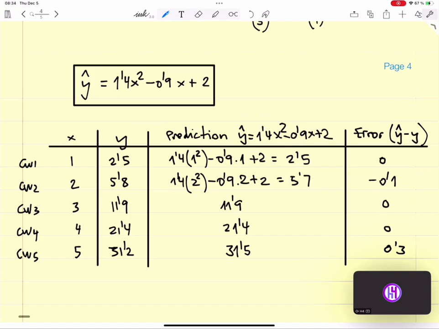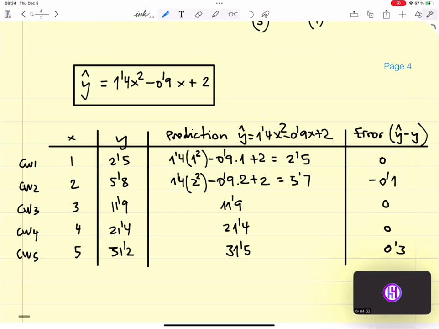Of course, we want to minimize the error. We could go on and try to figure out what happens if it's not 1.4 but 1.398 or something like that. But this is enough for our purpose.